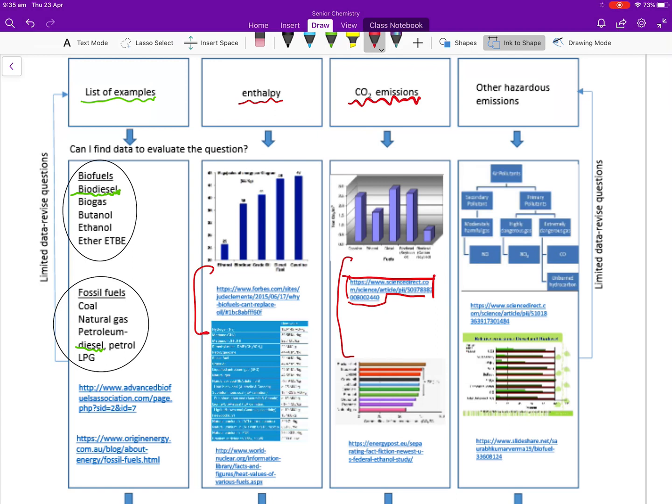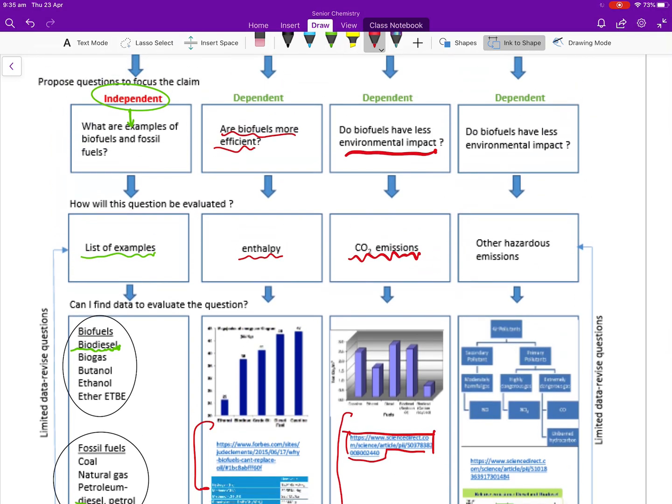So again, I know now that I can definitely assess CO2 emissions from biodiesel and diesel. So I've got two factors that I can assess my different fuels on. Now, again, environmental impact is a big thing, and I went, okay, well, I want to see if I can find some different aspects of environmental impact.